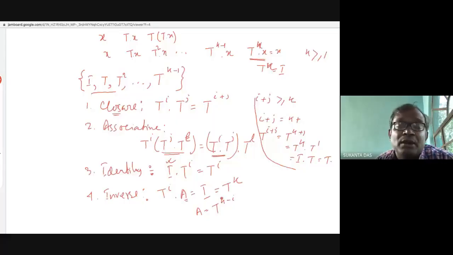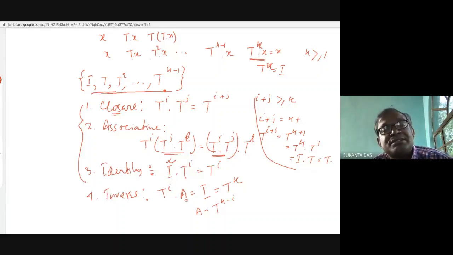T to the power k minus 1 times T equals T to the power k, which is I. So the inverse exists. It's a very trivial one. What I want to show here is that all the properties of a group are followed by this set of operators T, T squared, up to T to the power k minus 1. Therefore, this set forms a group.